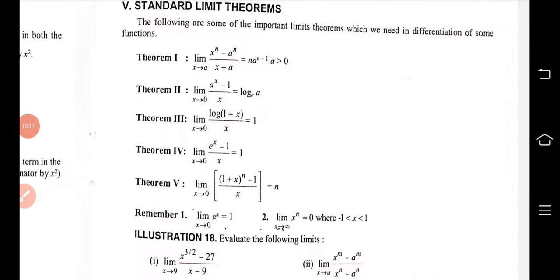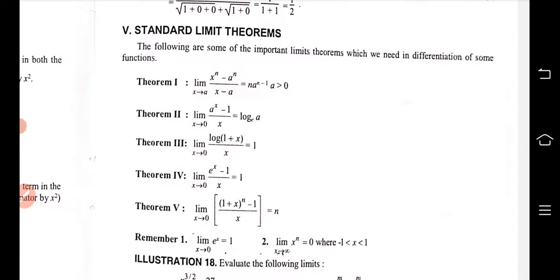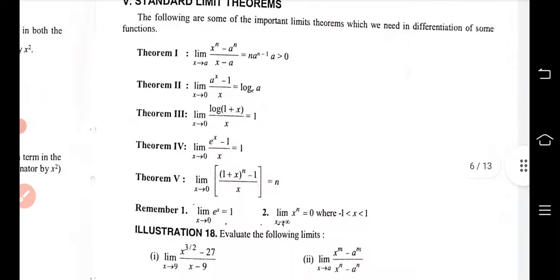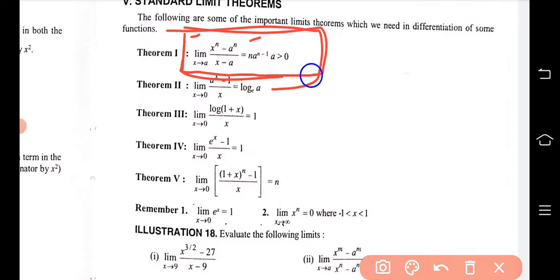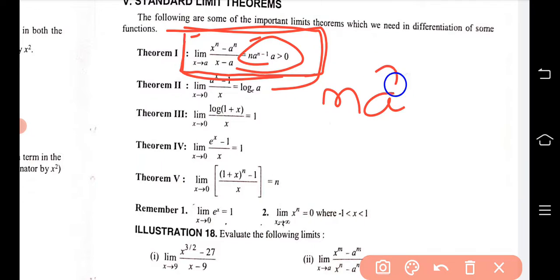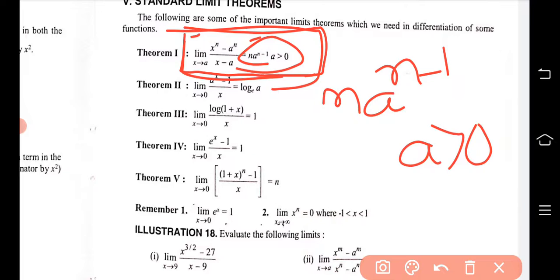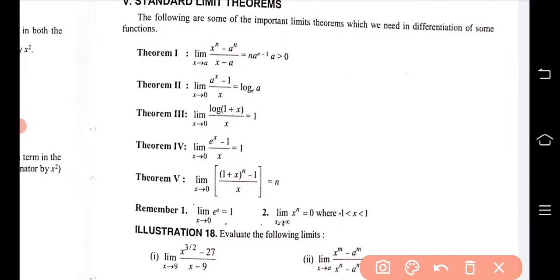So dear friends, you can see that there are different standard limit theorems that we are going to talk about. Okay, so what are the standard limit theorems? The first theorem talks about the limit x tends to a of x to the power n minus a to the power n, divided by x minus a. If we get this notation, then the limit of this would be n into a to the power n minus 1. Here you have to remember that a should be greater than 0, or a should be positive. Okay, so remember that.